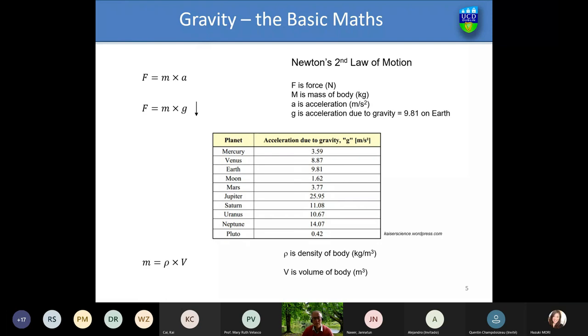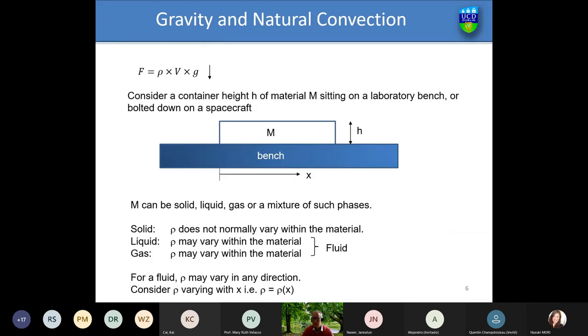So we might end up having rovers, even vehicles, on Mars, for example, and you would need to know the gravity levels there to design the vehicle correctly. Mass is density multiplied by volume. Substituting that in, we get the gravity force is rho times V times g. Think of a container of material of height H, sitting on a lab bench or bolted to a spacecraft. The material can be a solid, a liquid, a gas, or a mixture of such phases. Now, if it's a solid, the density doesn't normally vary with position in the material.